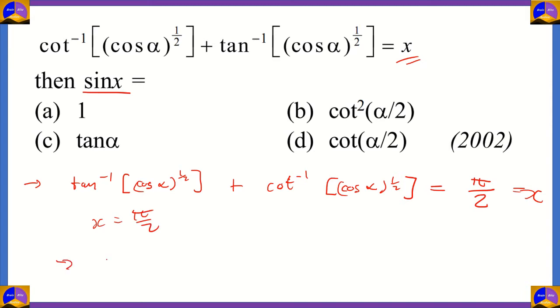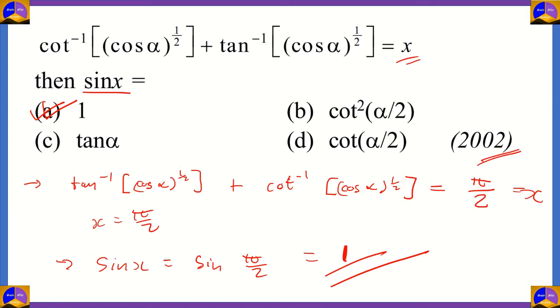So therefore, the value of sine x will be equal to the value of sine pi by 2, that is sine 90, which is equal to 1. So option A, 1 is the correct answer for this question asked in 2002. All we had to do was remember the equation from inverse trigonometric functions, that tan inverse theta plus cot inverse theta is equal to pi by 2.